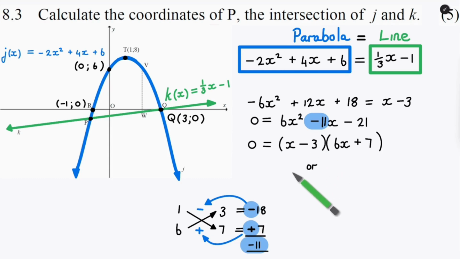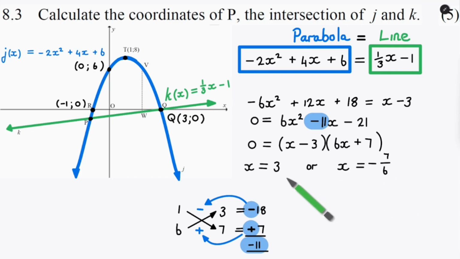This one will return us an answer of positive 3, because if I made that factor equal to 0, take the minus 3 over. This factor over here will return us an answer of minus 7 over 6. Take the 7 over, becomes minus 7, divide through by that 6, and you get minus 7 over 6.